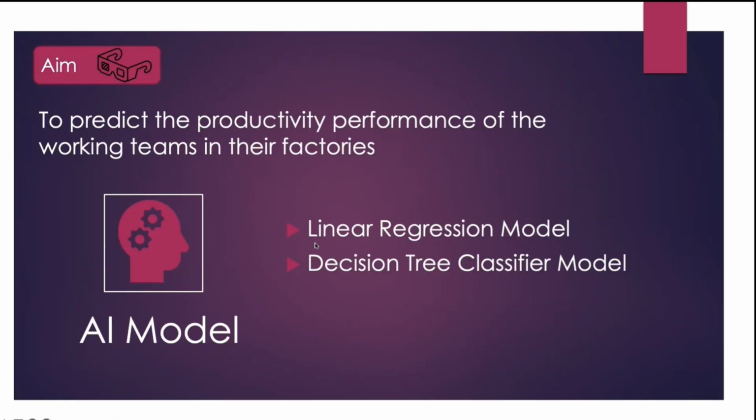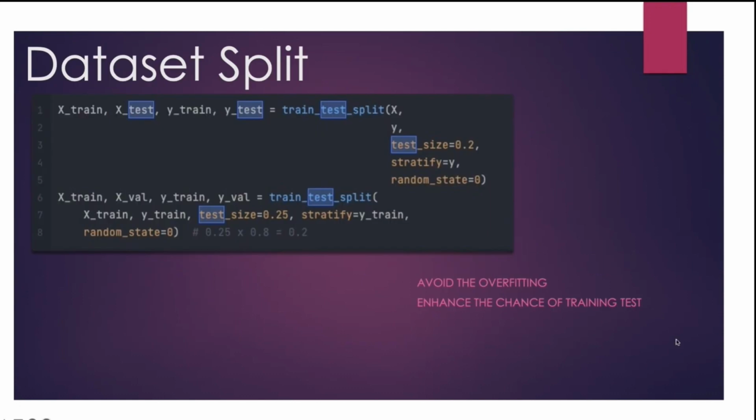Our aim is to predict the productivity performance of the working teams in the factory. We use two AI models. The first one is a linear regression model. The second one is the decision tree classifier model. We split the data set. The test size is 0.2, to avoid overfitting and enhance the training and testing.